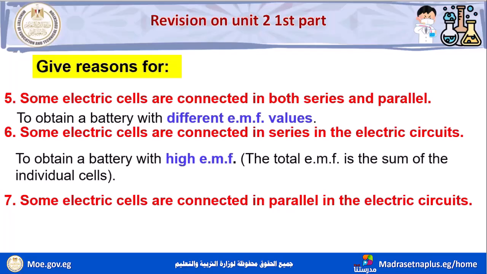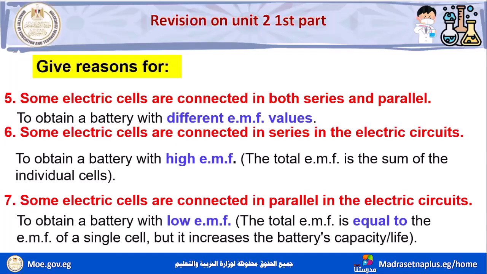Question number 7. Some electric cells are connected in parallel in the electric circuits to obtain a battery with low electromotive force, because the total electromotive force is equal to the electromotive force of a single cell, but it increases the battery's life. Okay.